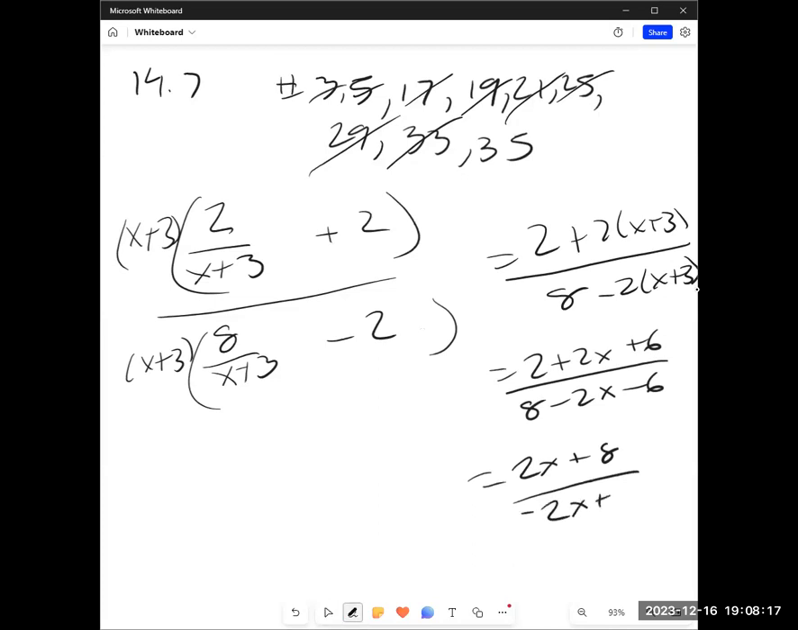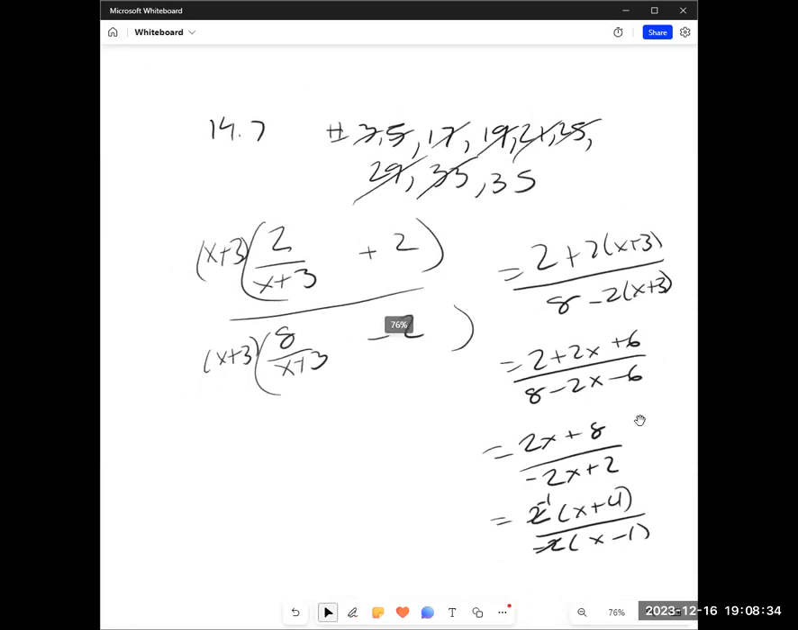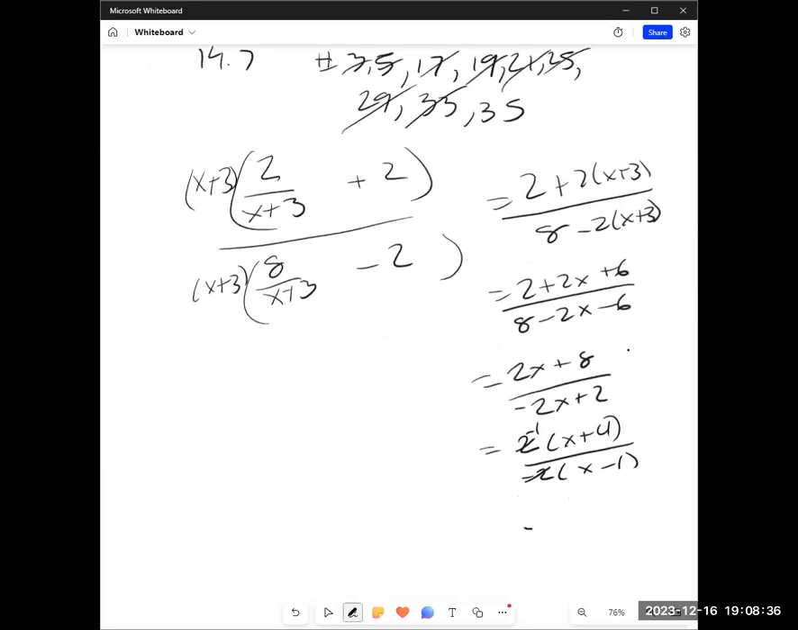negative 2x plus 2 is 2 times x plus 4 over negative 2 times x minus 1. Negative 2 goes into 2 negative 1 times and leaves me with a negative x plus 4 over x minus 1.